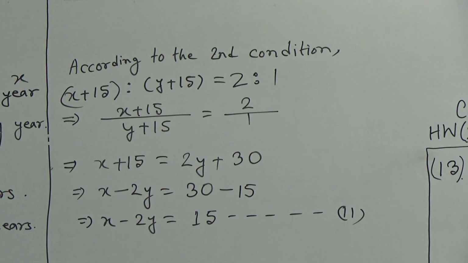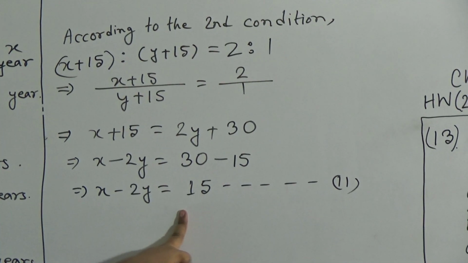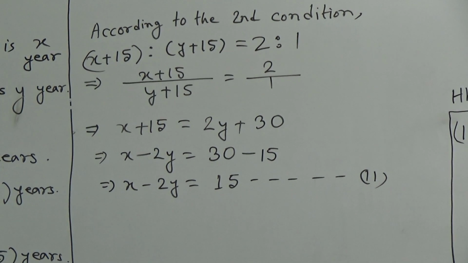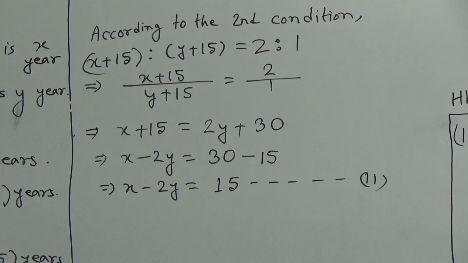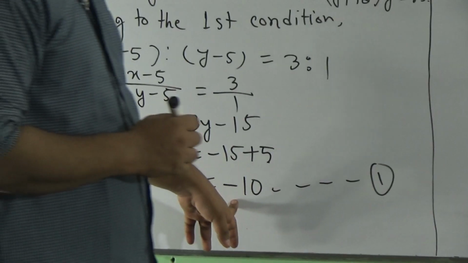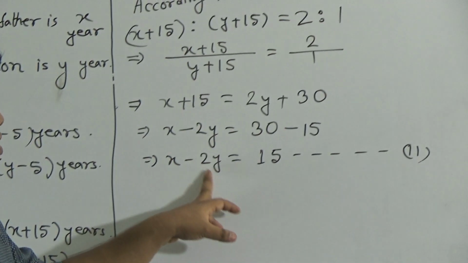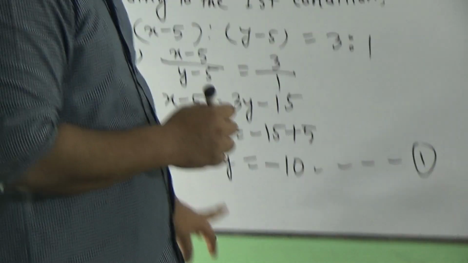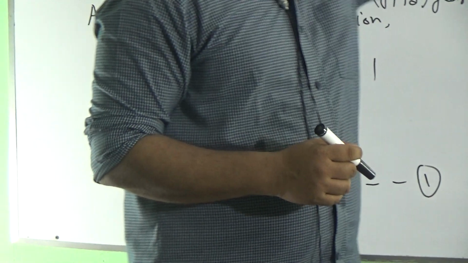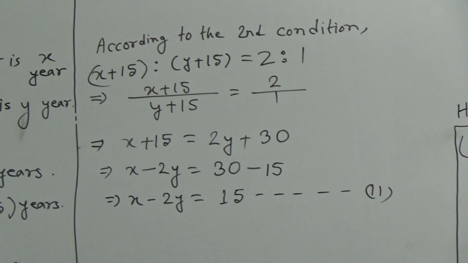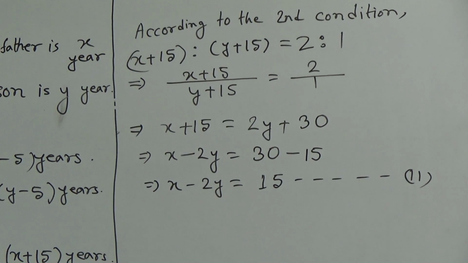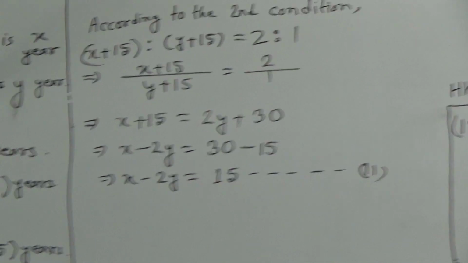I hope you have understood. My dear student, this is equation number 1 and this is equation number 2. By using these two equations, we solve. After that we get the value of x and y. Here notice x minus 3y equal to minus 10. Here you notice x minus twice y equal to 15. Here you notice x and x same. So if we subtract equation number 1 from 2, then we get the x term is vanished. The x term is vanished. So, we get the value of y. Y means the present age of son.